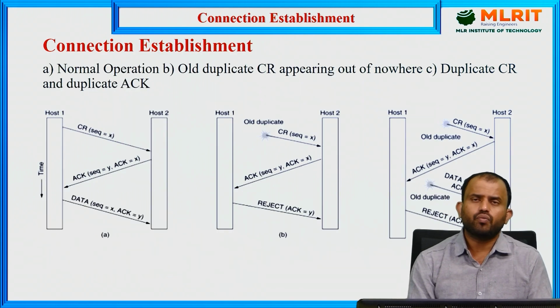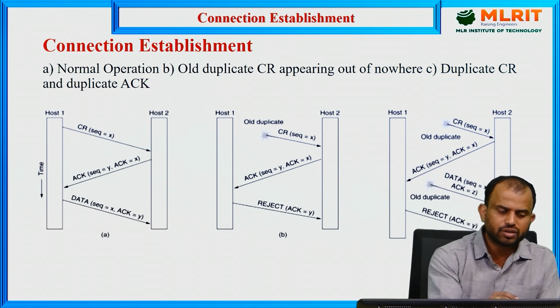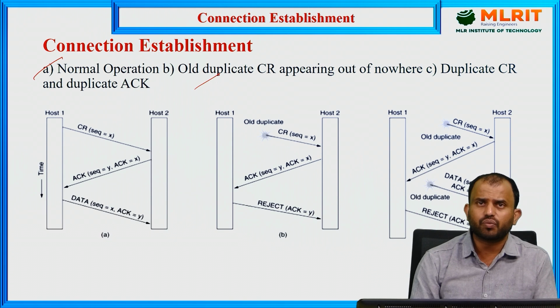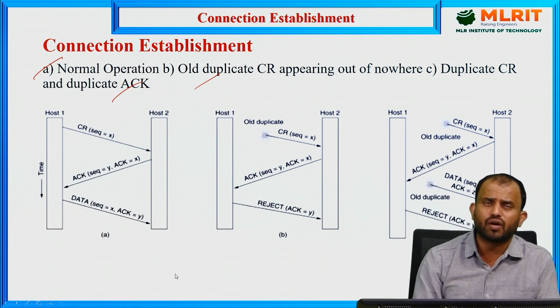And while we establish the initial control protocols, what is with this connection establishment? We have a normal operation, a duplicate operation, which offers a connection request, and a duplicate CR and duplicate acknowledgement. These are the services we are offering for connection establishment.